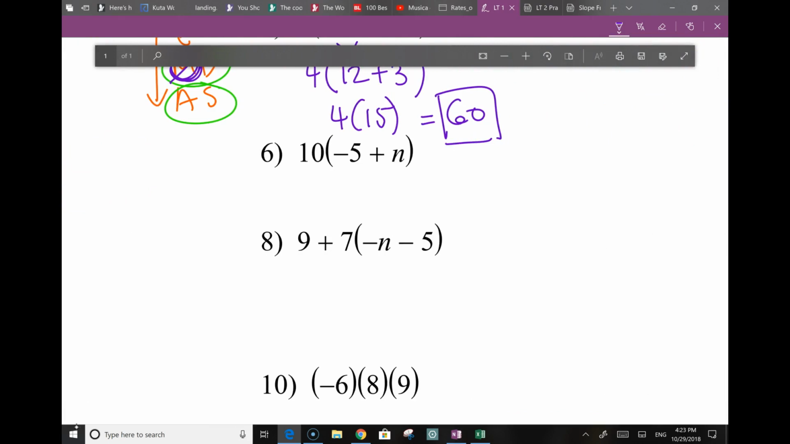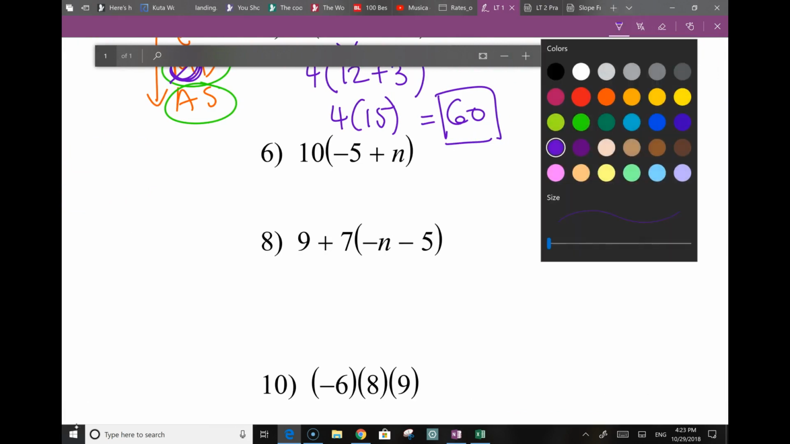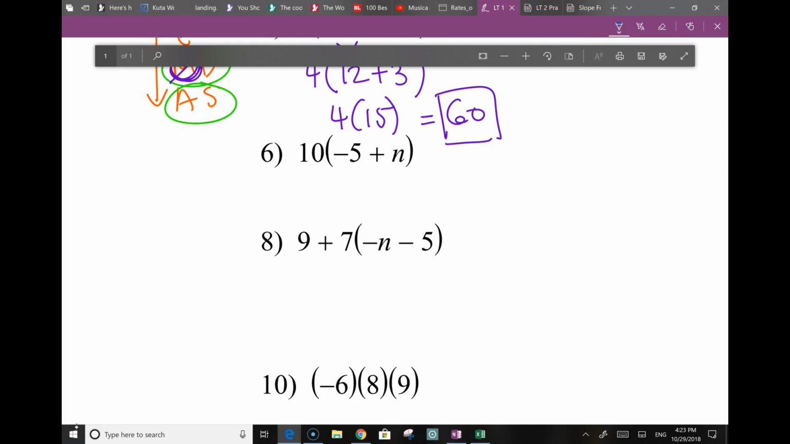Number 6, this is a question involving distribution, the distributive property. The distributive property uses a value outside to multiply with all the terms on the inside. And you have to be careful to be mindful of the sign of the value outside. So in this case, we have a 10 multiplying with a -5. So 10 times -5. And we also have a 10 that's multiplying with a positive 1n. So 10 times n.